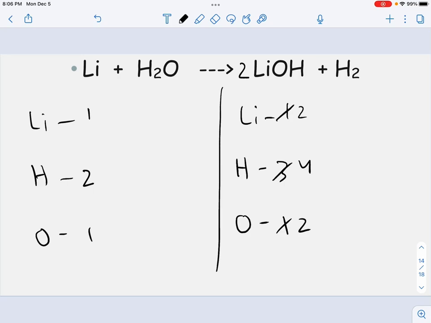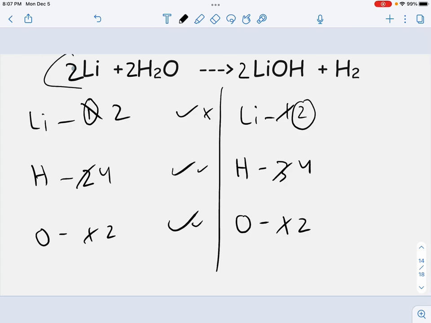Now, nothing is balanced so far. So what am I going to do? I'm going to look at H2O. I'm going to put a 2 in front of H2O. By doing that, I now have 4 hydrogens and 2 oxygens. So lithium doesn't balance out, but hydrogen and oxygen do. Now all I have to do is get 2 lithiums on each side. So I'm going to add a 2 right there, and now I have 2 lithiums. So now we have a balanced chemical equation, guys.